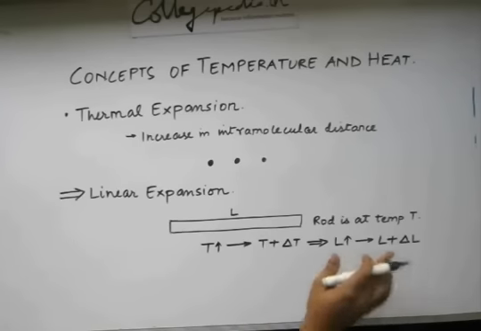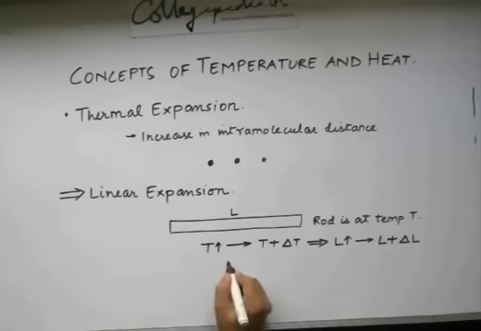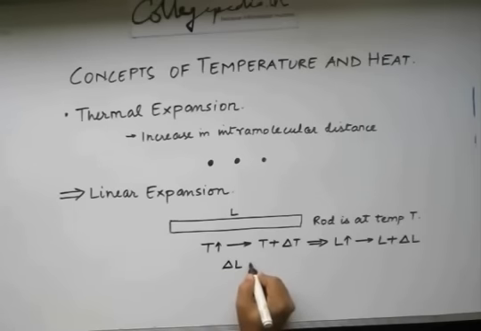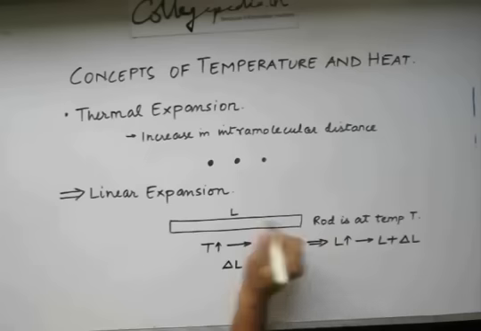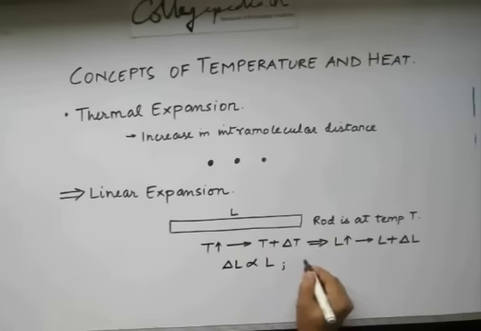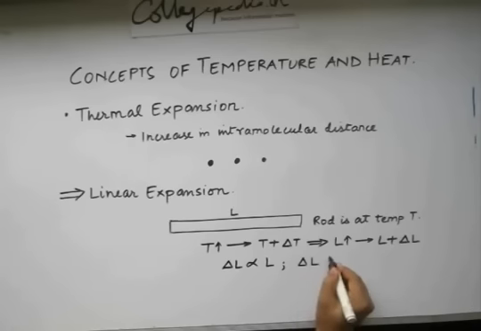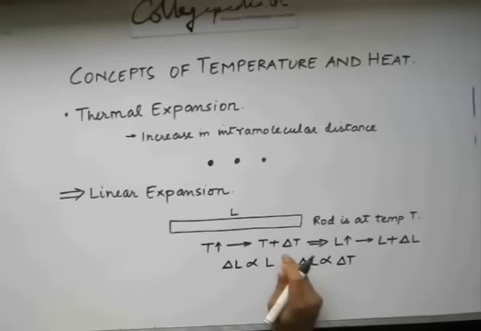So when we have this effect, we see experimentally that this delta L is proportional to the length. So the greater this length, the greater will be its expansion. And we also have this change in length proportional to this delta T. Delta T is nothing but the temperature difference between the final temperature and the initial temperature of the rod. This delta L becomes proportional to these two quantities. This has been observed experimentally.